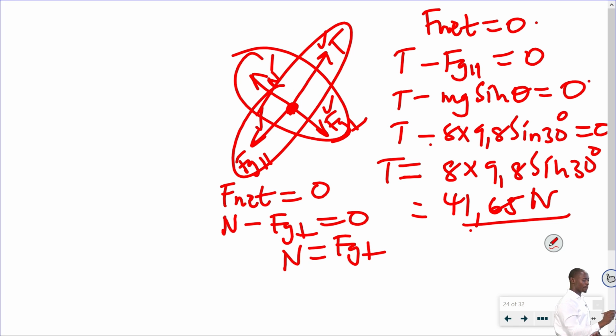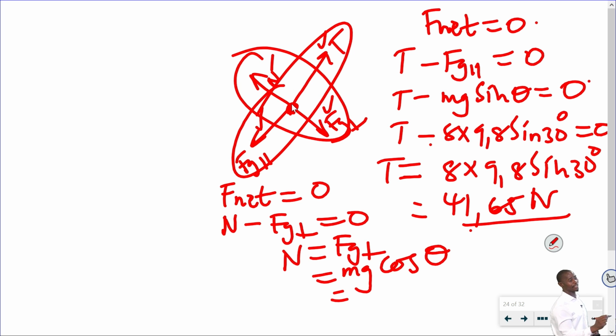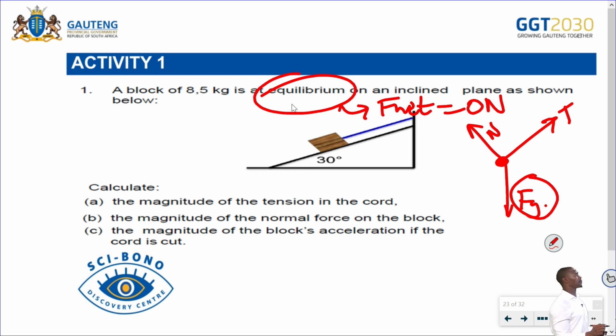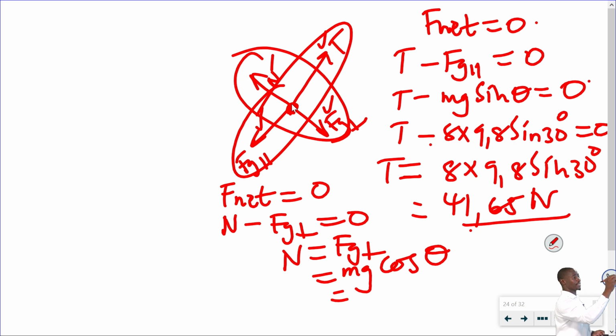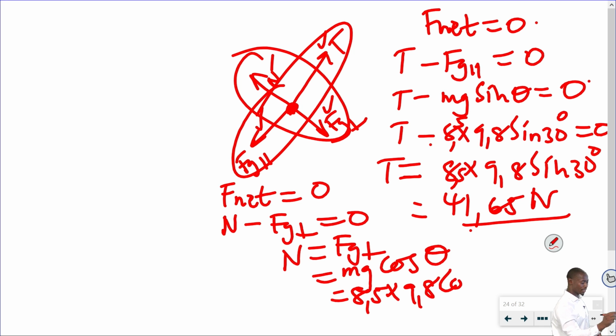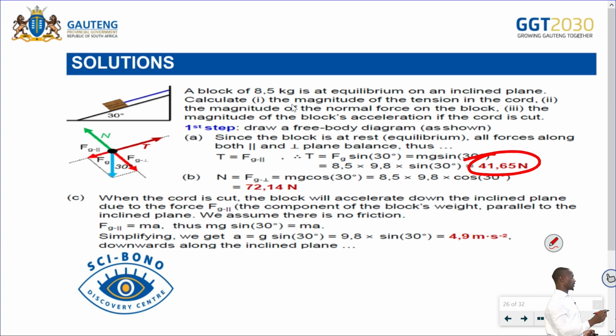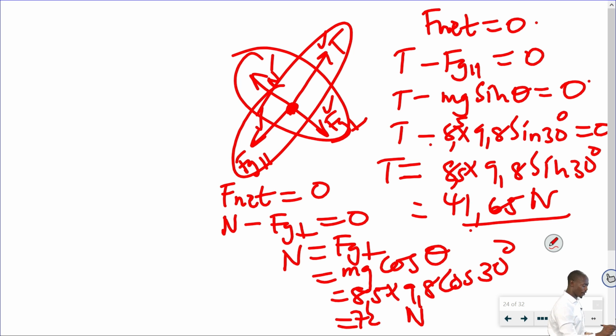which means that actually your normal force will be equal to Fg perpendicular, which is given by mg cos theta. Which is going to be what here? I think it's 8.5, not just 8. So here 8.5, even here 8.5. So it's 8.5 times 9.8 cos 30 degrees. Then we'll get the magnitude of the normal force, which is 72.14. So that is the normal force.